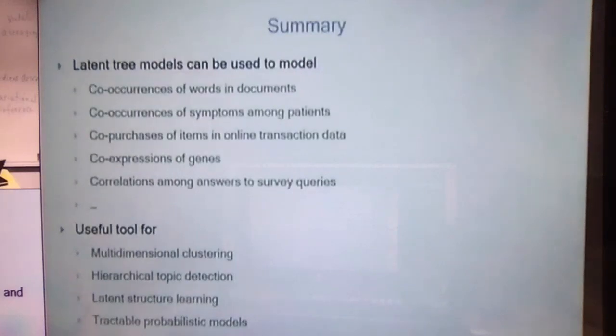To summarize, latent tree models can be used to model co-occurrences of words in documents, co-occurrences of symptoms in patient data, co-purchase patterns of items in transaction data, co-expression of genes, and correlations among answers to several survey questions. And they can be applied to multidimensional clustering, hierarchy detection, data and structure discovery, and tractable models, and also to relax the local independence assumption of latent class models.